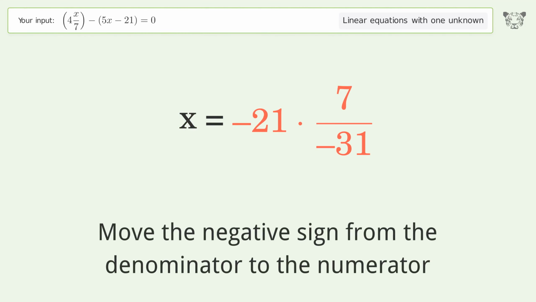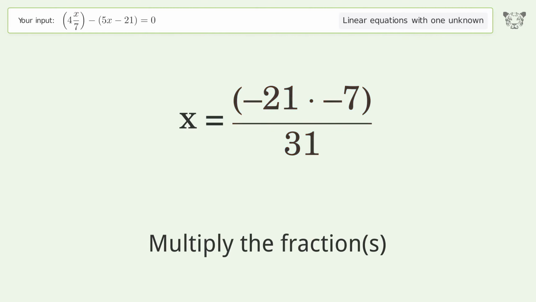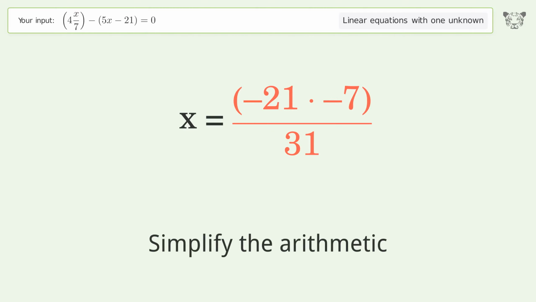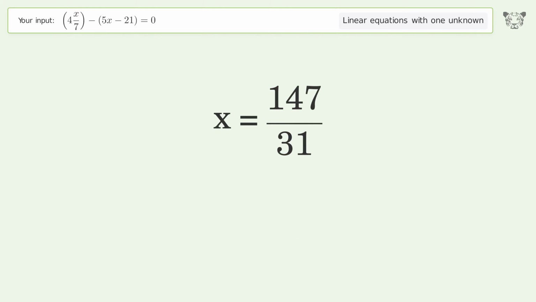Move the negative sign from the denominator to the numerator. Multiply the fractions. Simplify the arithmetic. And so the final result is x equals 147/31.